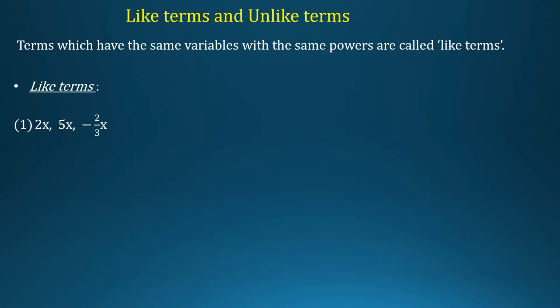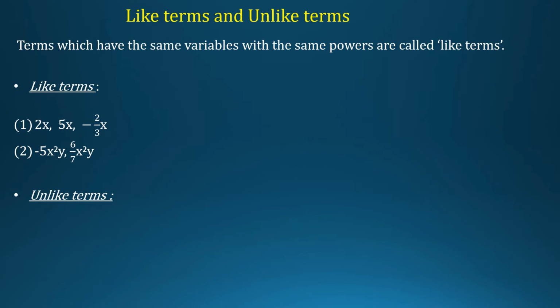So here they have the same variable, that is x. Also the powers of the variables are 1. So they are called like terms. Second is minus 5x square y, 6 upon 7 x square y. So here they have the same variables, that is x square y is the same for both minus 5 and 6 upon 7. So these two are also examples of like terms.